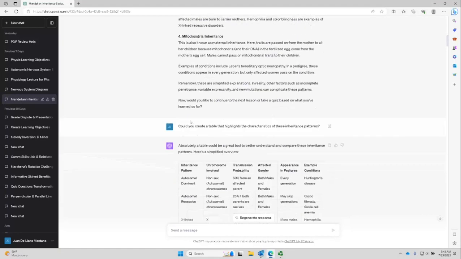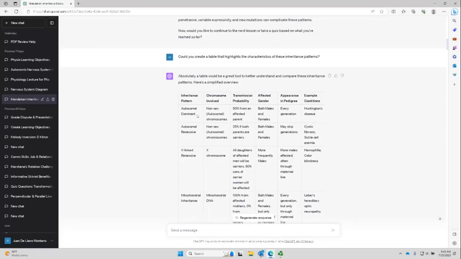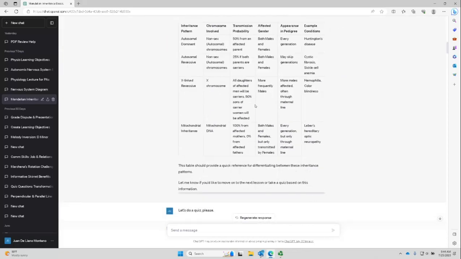So next, I asked ChatGPT to create a table that highlights the characteristics of these patterns. So I have these organized. There you have the patterns. It also states this is a simplified overview. If I want to know more about X-linked, I need to ask, for example, explain to me X-linked dominant, and it will give me another lesson. Explain more about why this happens, what this disease is about. It's going to tell us. It's a quick reference.